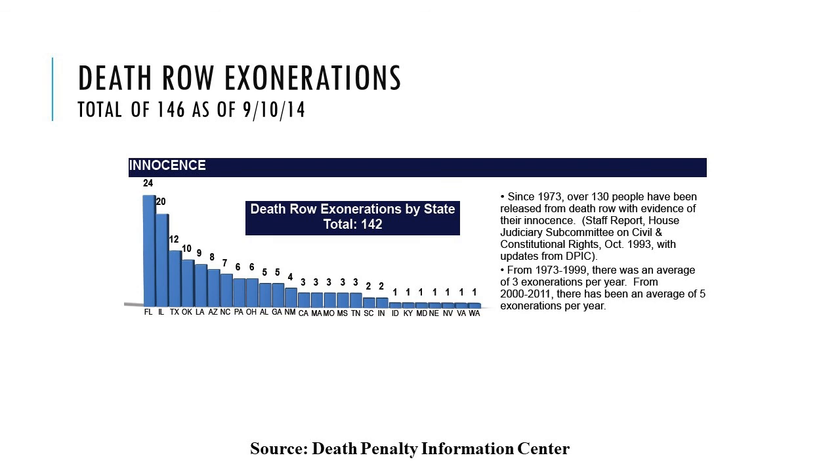The other way that people leave death row is through exonerations or commutations. There have been, as you see, over 100 exonerations since 1973. That number has been going down recently.